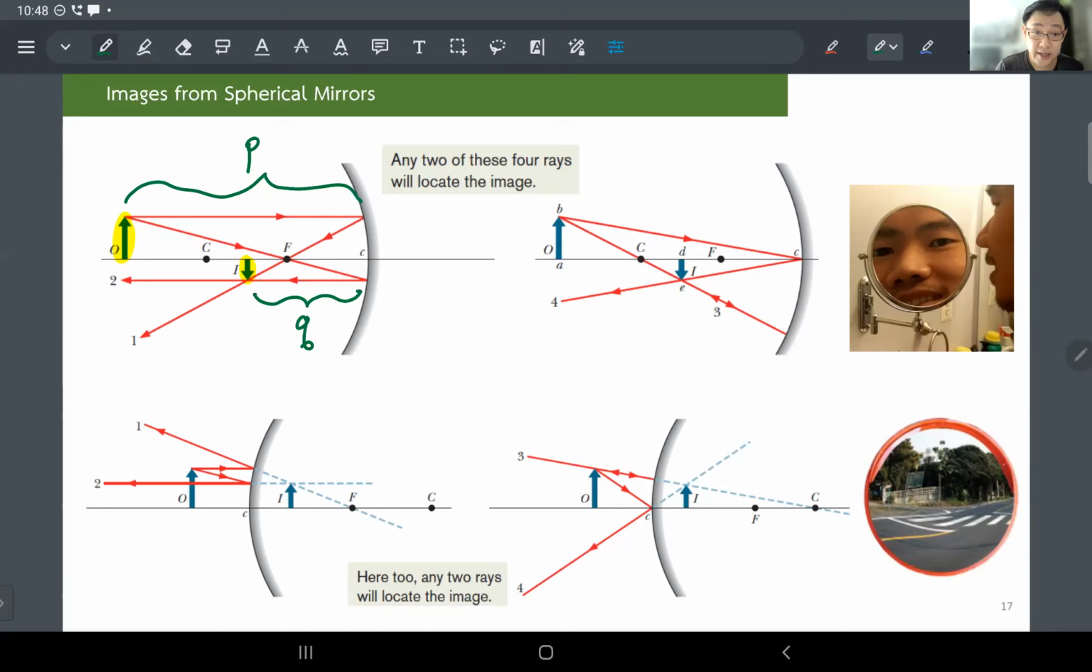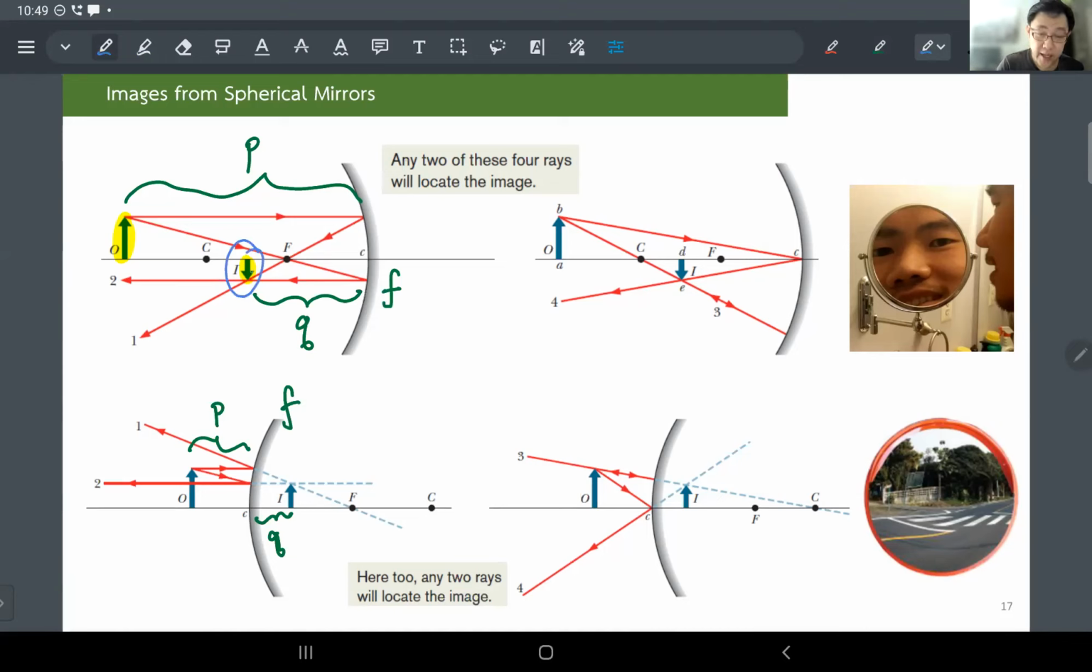Does that make sense? Of course, it could be that the object is in front, but the image might show up in the back. That is fine. So that's what we are going to calculate. Given that you know the focal length of these mirrors, how can we calculate that? Plus, we also want to know what type of images you're going to get.